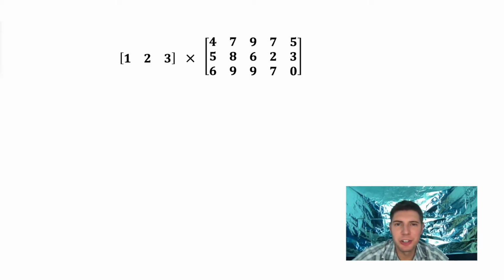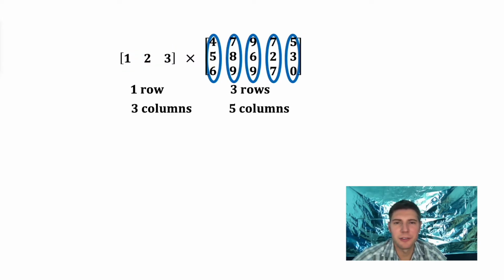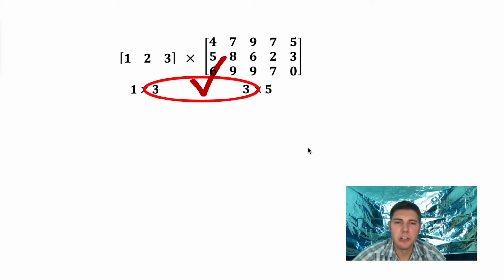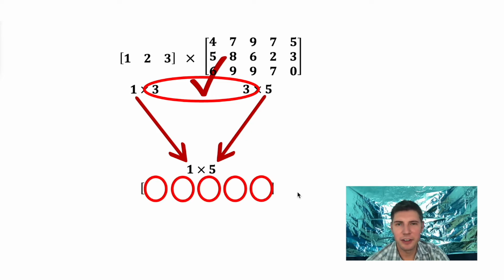Now let's talk about matrix multiplication. This first matrix has 1 row and 3 columns, and this other matrix has 3 rows and 5 columns. We call this matrix a 1 by 3, and this matrix is a 3 by 5. If these 2 numbers match, then we know we can perform matrix multiplication. The dimensions of our resulting matrix will be these leftover numbers, 1 by 5. And here are the 5 entries we need to fill.